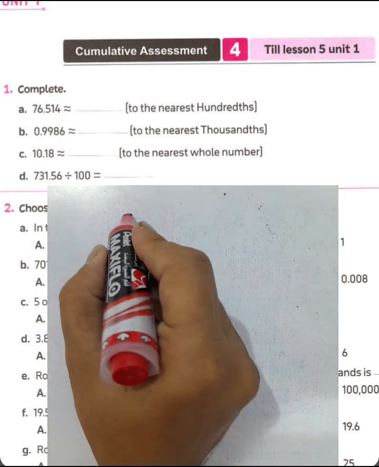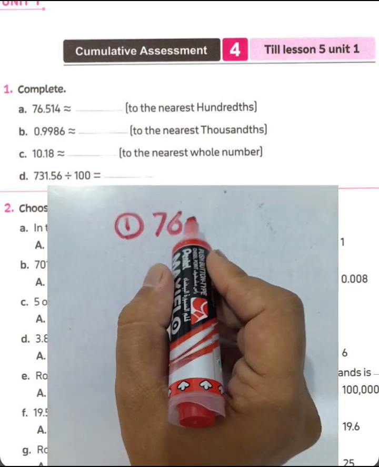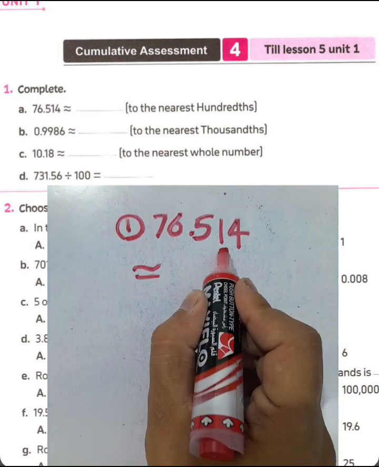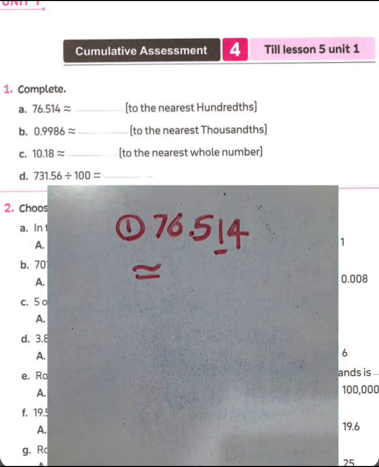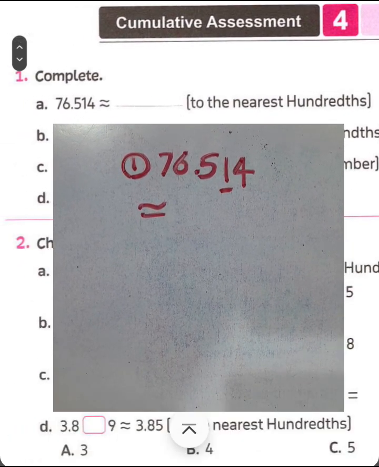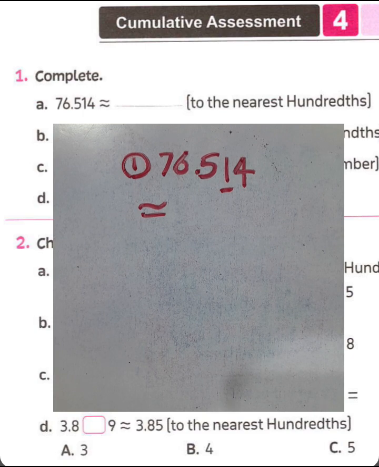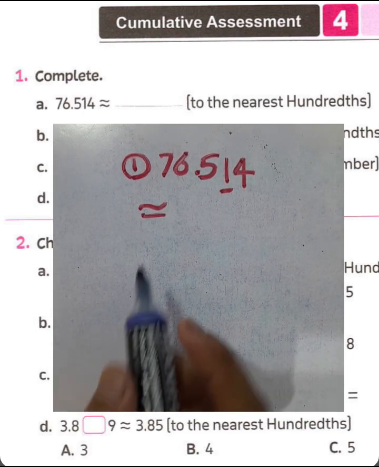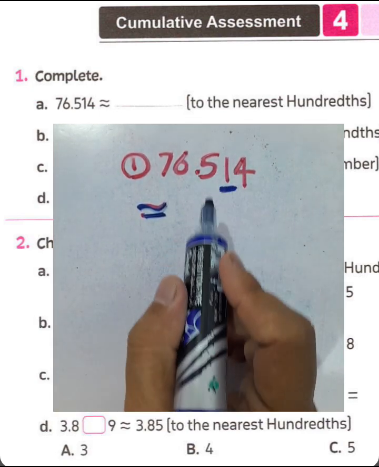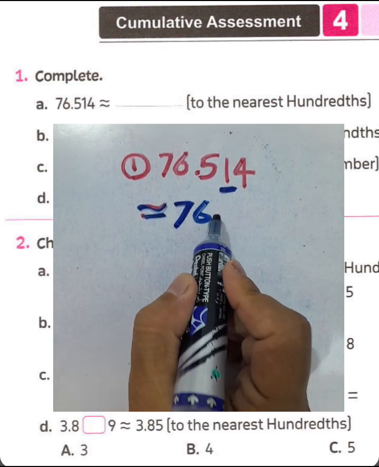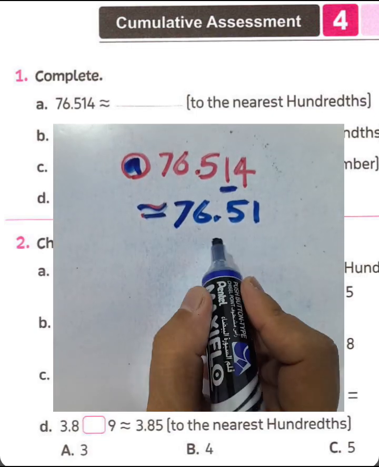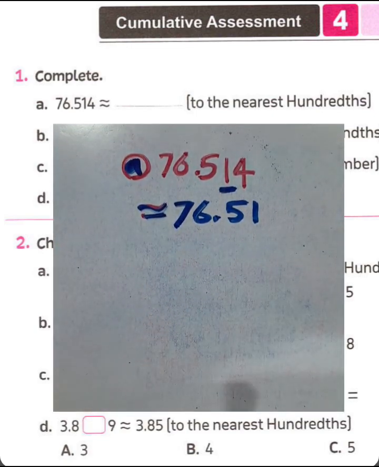Question number 1. Complete: 76 and 514 thousandths, approximating to the nearest hundredth. The 1 lies in the hundredths place, so you can approximate this number. Why? Because it tells us approximating to the nearest what? Hundredth. The 4 can't give 1 to this number. Then the result will be 76 and 51 hundredths. Question letter A, the result will be 76 and 51 hundredths.